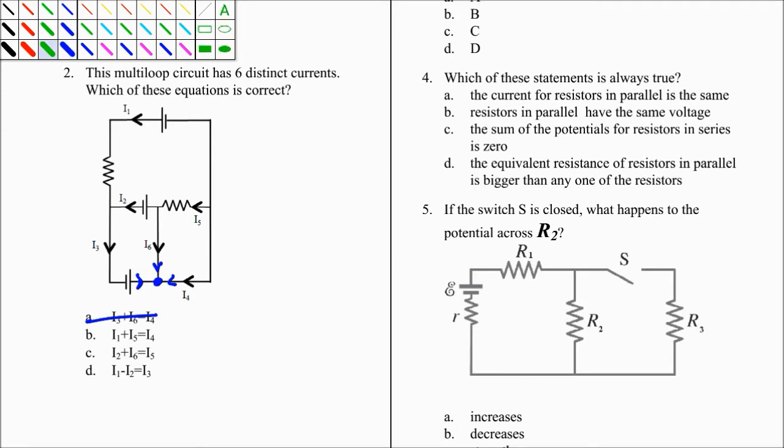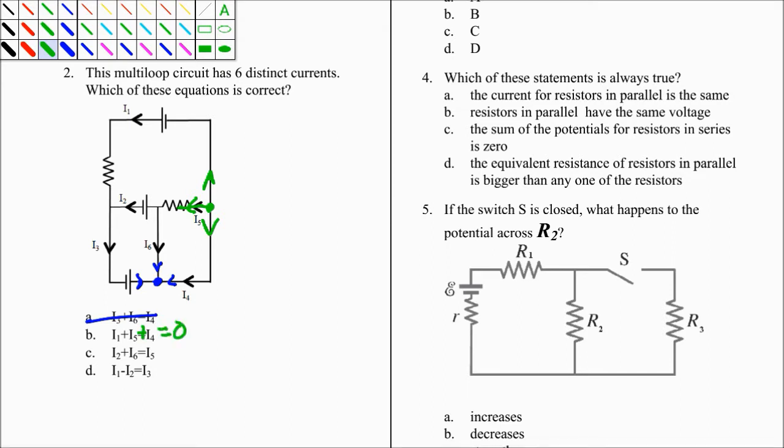I1 plus I5 equals I4. Where is that? Here's I1. Oh, it's right here. I have I1 going out, I5 going out, and I4 going out. So this should say equals 0 to be correct.